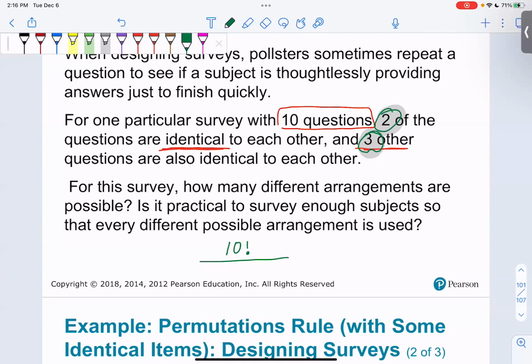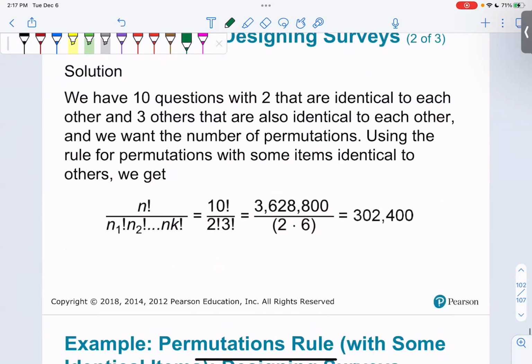It will be 2 factorial times 3 factorial. It will be 10 times 9 times, all the way to 4, and then divided by 2, right? So it will be this number. So 10 factorial divided by this number.